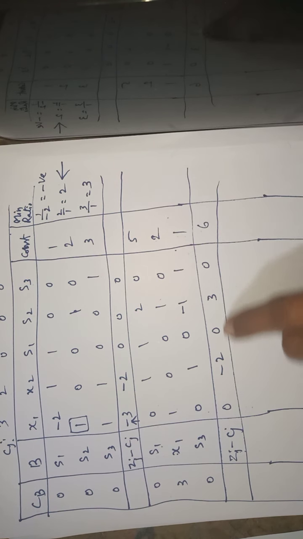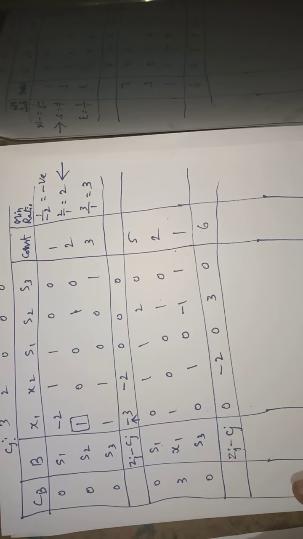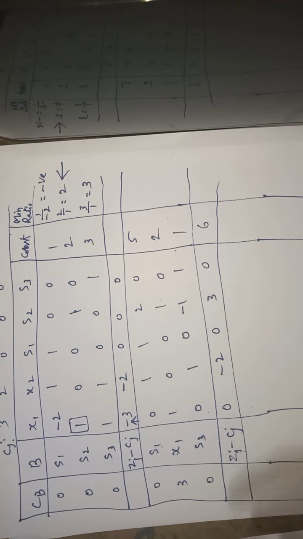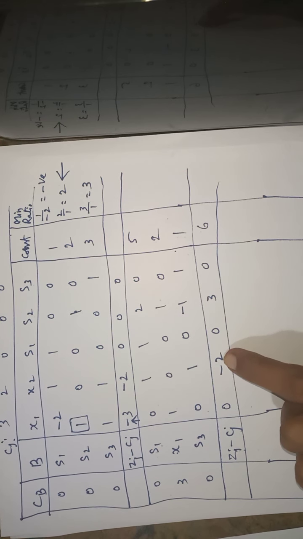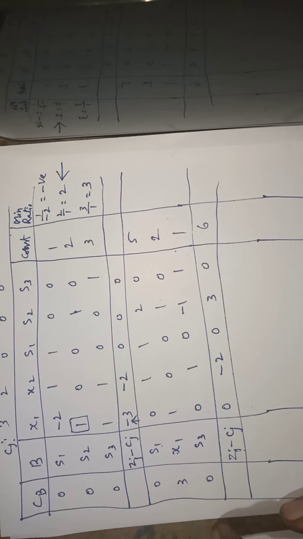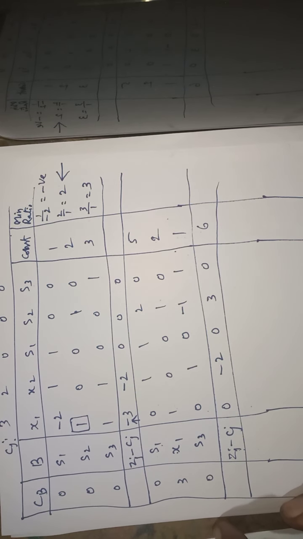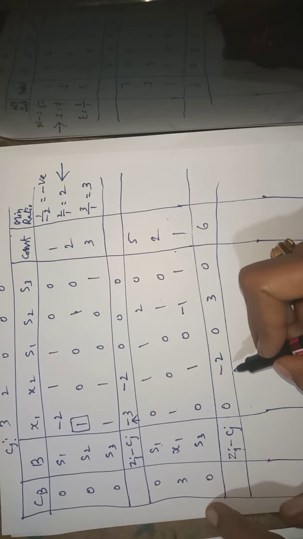But whenever at least one or more negative values occur in the index row, we did not reach the optimum solution. What is the meaning of that? We did not reach the optimum solution. Just observe the index row very carefully. Here minus 2 is there. We reach the optimum solution only when all the index row elements are greater than or equal to 0. Now here minus 2 is there, that means we did not reach it.